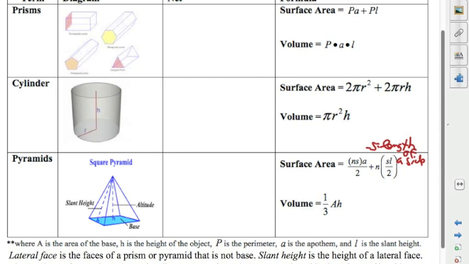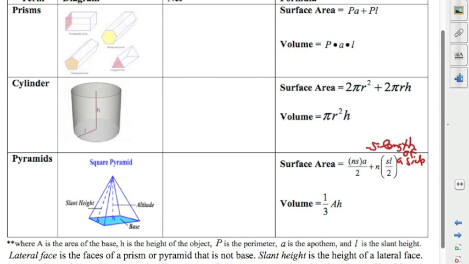And this, I want to help you understand where this comes from. So n is the number of sides, s is your length of a side, times a over 2. So really that's the area of the base, right? The area of a regular polygon. In other words, it's the perimeter times the apothem. Thank you.